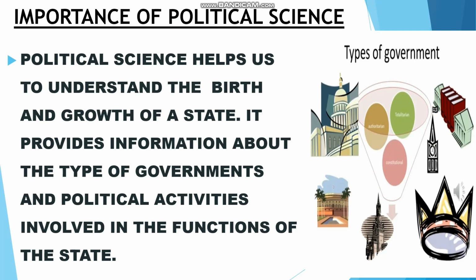What type of government it is, whether it is a republic or democratic or monarchy, whether it follows the rule of monarchy or aristocracy, democracy, all these things it gives information about the government. Political science gives information about political activities involved in the functions of the state.